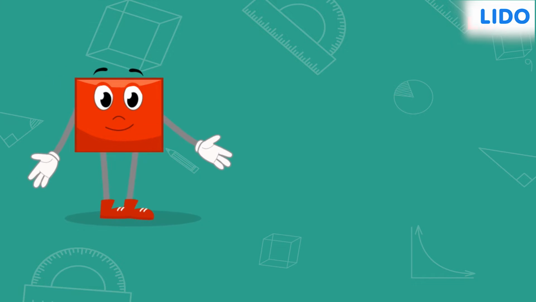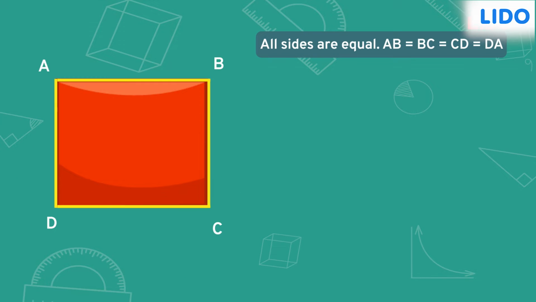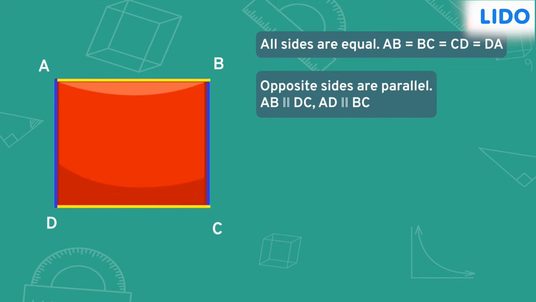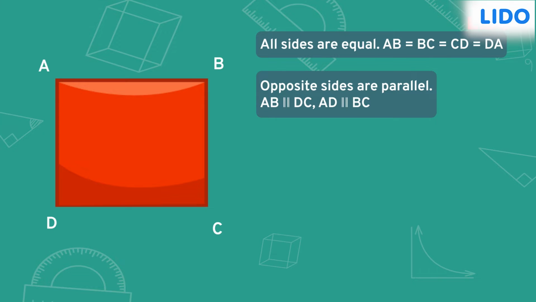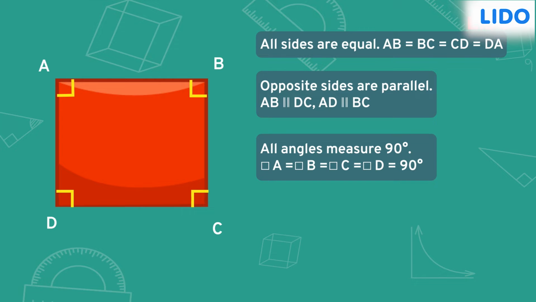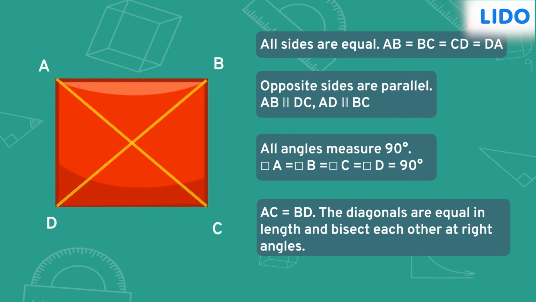Here comes the square, which has all four sides equal. The opposite sides of a square are parallel and each angle measures 90 degrees. The diagonals of a square are equal in length and they bisect each other at right angles.